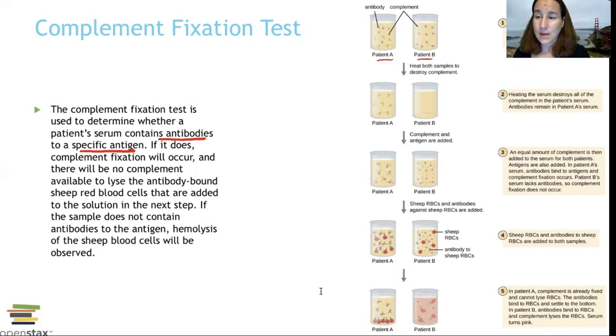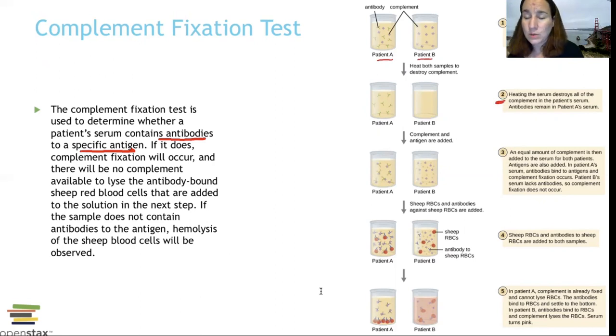proteins. That's their job, and everybody has complement proteins. So in this case, patient A and patient B both have complement proteins in there. They both have purple complements, but only patient A has antibodies, and that's going to be important later, because in step 2, we're going to heat this stuff up. What happens when you heat up proteins? Do they still work?